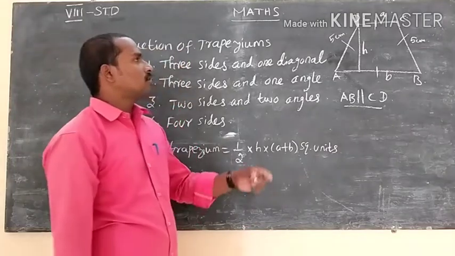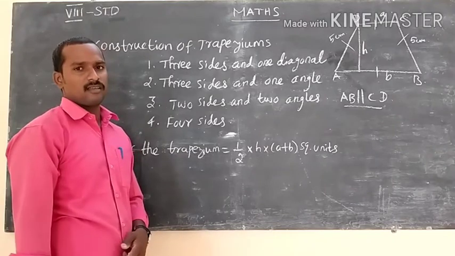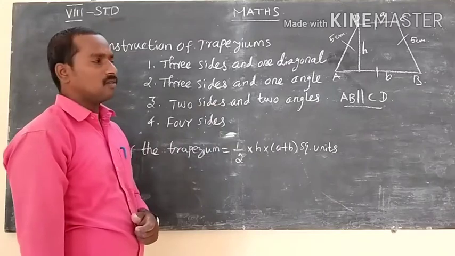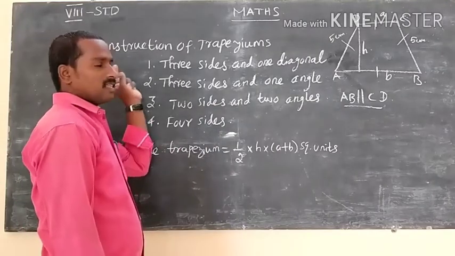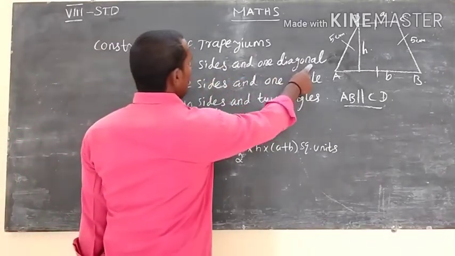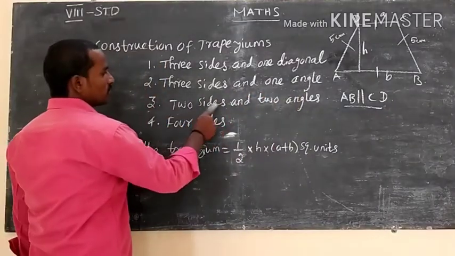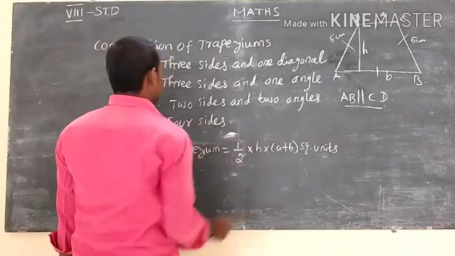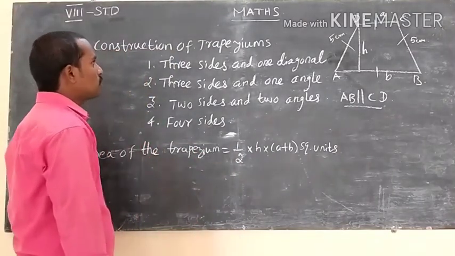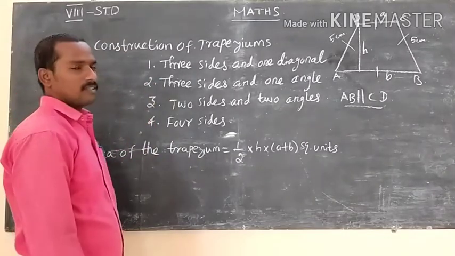So, if we want to construct the trapezium, we need 4 independent measures. Let us construct the trapezium with the given measurements: 3 sides and 1 diagonal, 3 sides and 1 angle, 2 sides and 2 angles, or 4 sides. In this slide the given measurements show how to construct the trapezium. In this class we are going to see the construction of trapeziums.